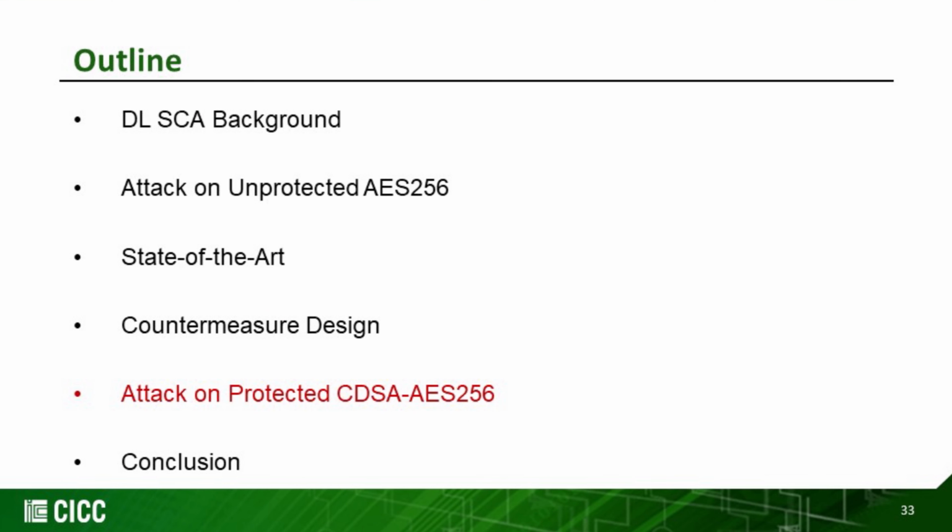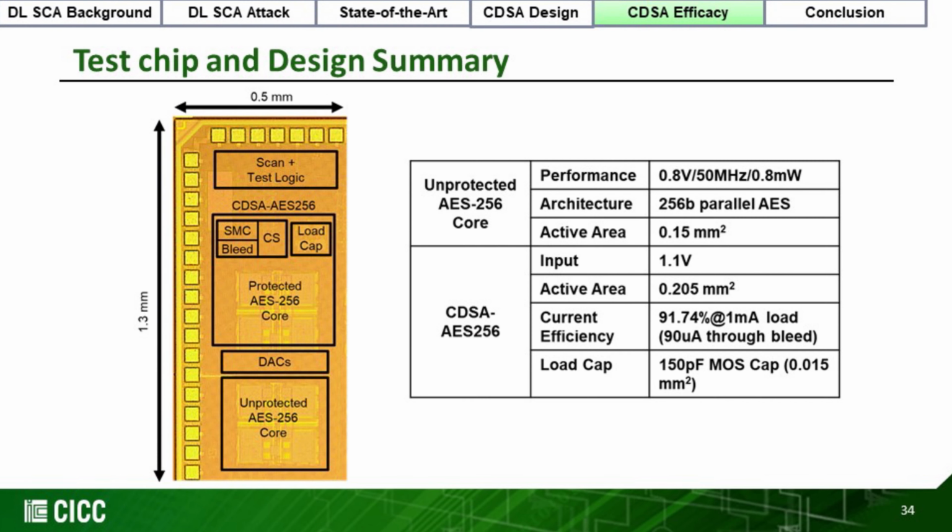Let us now look into the efficacy of the countermeasure circuit. This slide shows the test chip and the design details of the system. The unprotected AES-256 is powered at 0.8 volts at 50 MHz. It is a high-performance parallel data path implementation and requires 14 cycles per encryption.